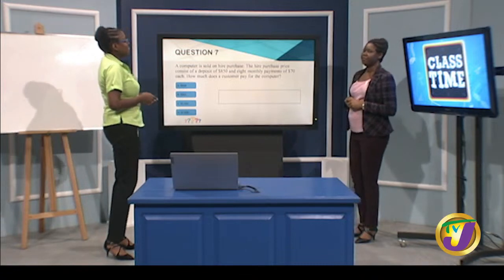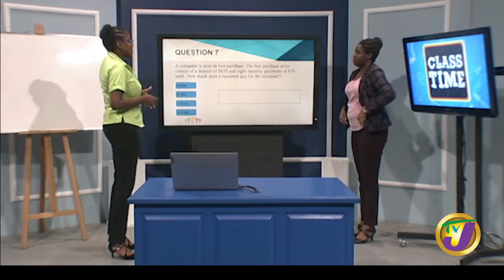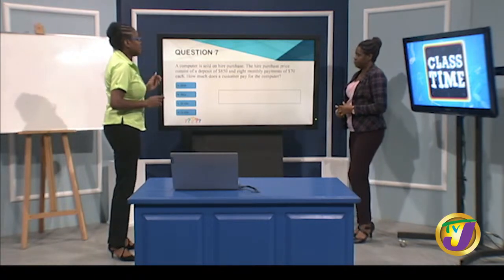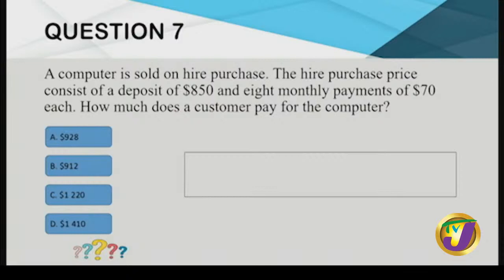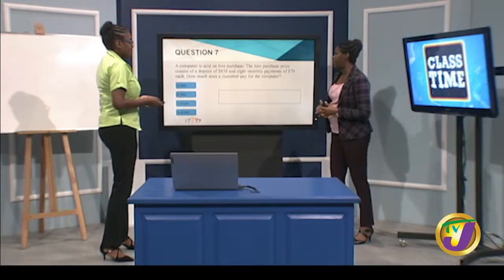All right, question 7. A computer is sold on hire purchase, and the hire purchase price consists of a deposit of $850 and 8 monthly payments of $70 each. How much does a customer pay for the computer? So this is another concept, hire purchase. This is another method of purchasing items if you don't have all the cash to pay for it. So the company offers you this payment option where you make a deposit and then make monthly installments of equal amount, and usually you end up paying more than the cash price or the mark price. So it's convenient because you don't have all the money at once, but at the end of it, you're going to end up paying more than the original cost. You have to pay to borrow.